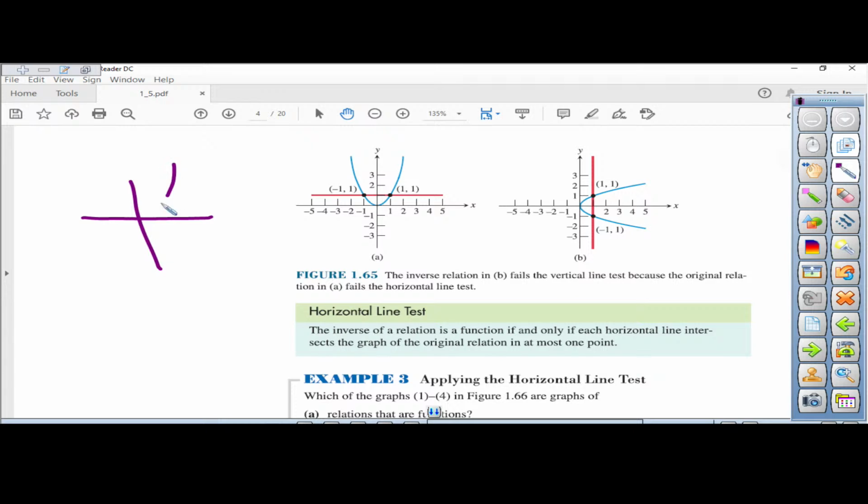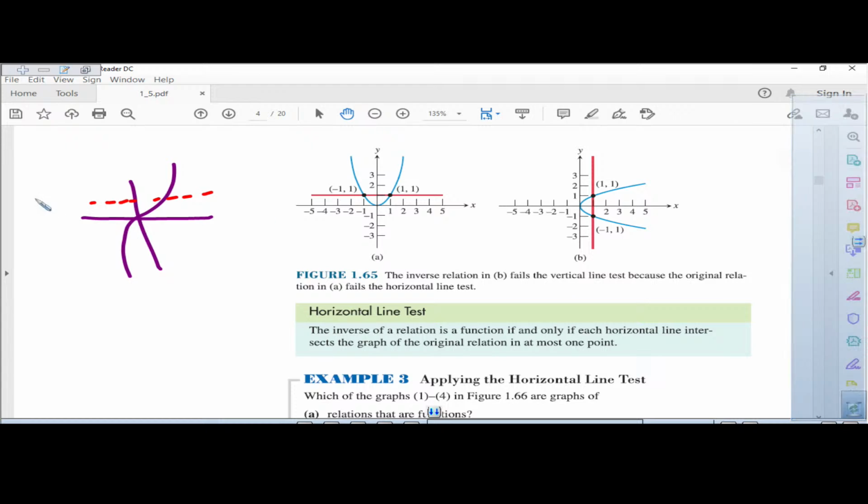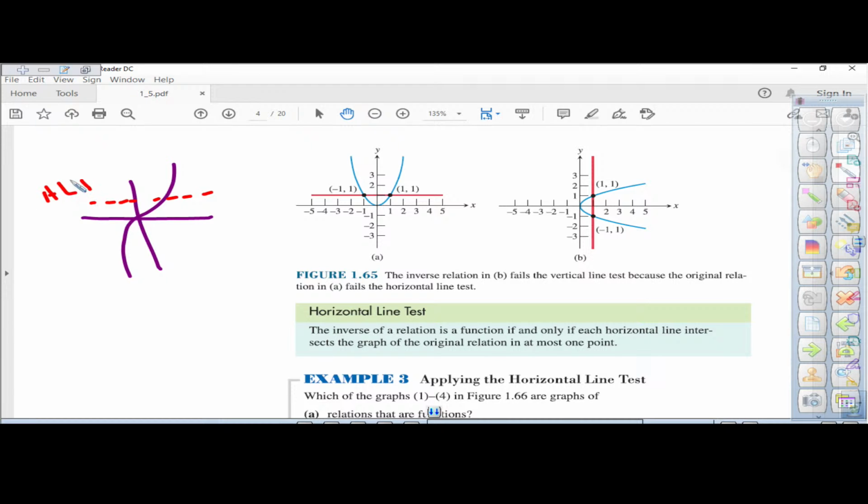You have a graph that looks like this, and then you use the horizontal line test. Anywhere on the graph, horizontal line test. If it passes, which it does, it passes only one time. It says here the inverse of this is a function. If the original one passes the horizontal line test, then the inverse of this is going to be a function.